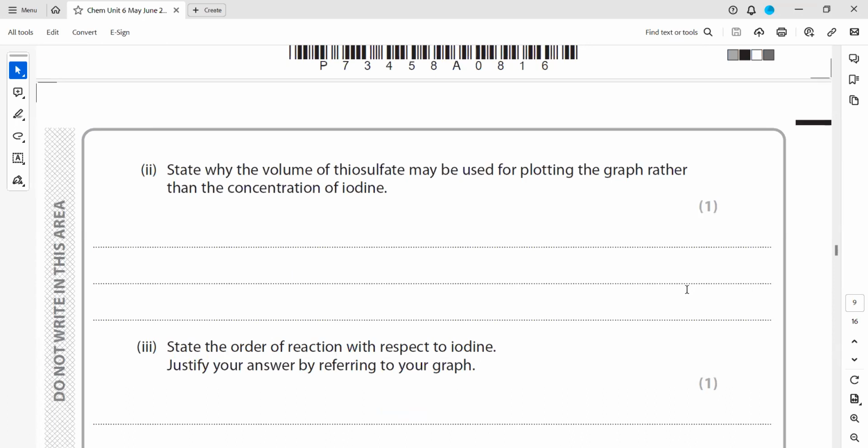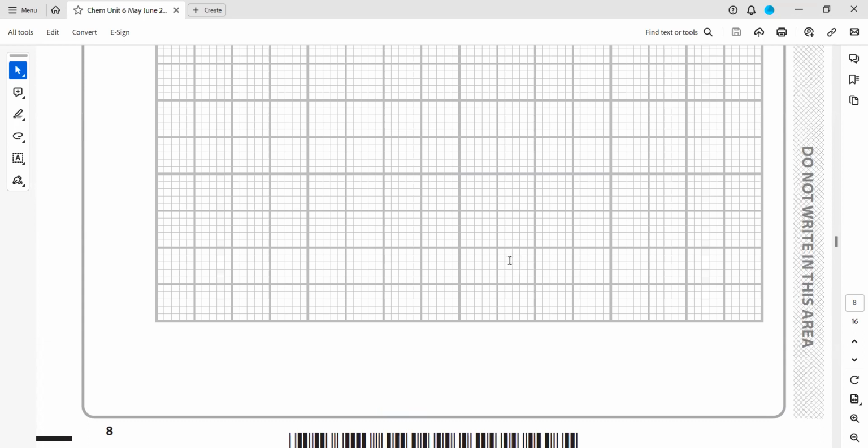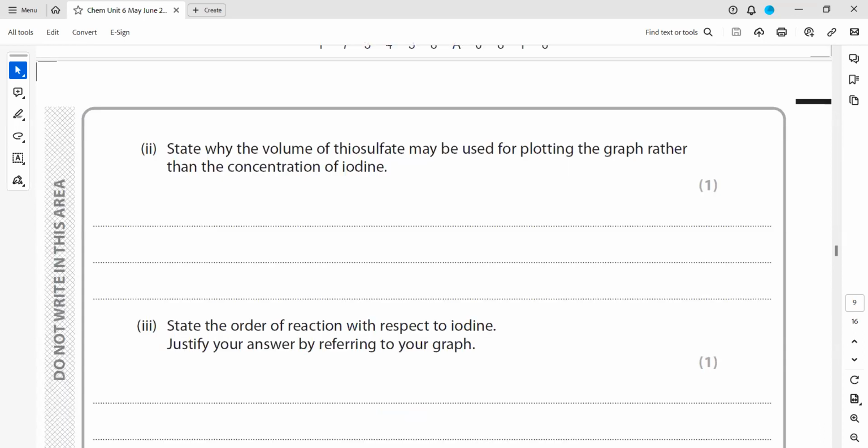State why the volume of thiosulfate may be used for plotting a graph rather than the concentration of iodine. Suggest why the volume of thiosulfate may be used rather than the concentration. So what is the reason? Like why we are using a volume of thiosulfate rather than the concentration of iodine.